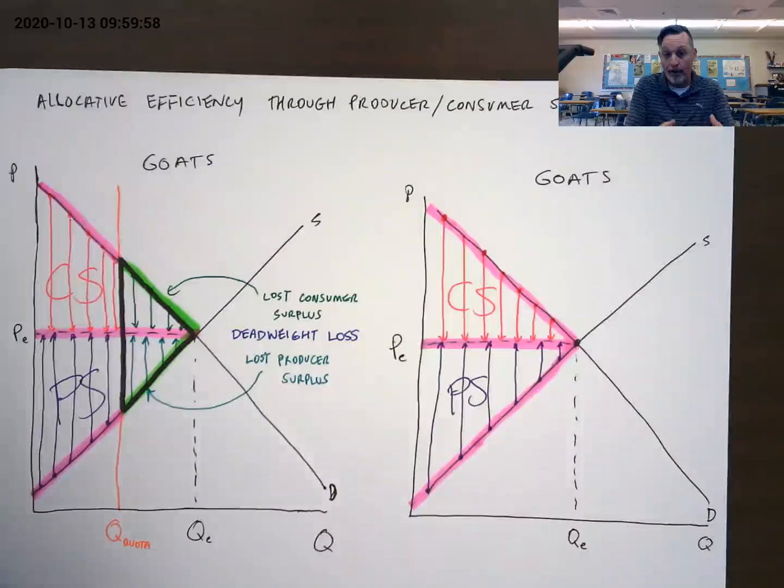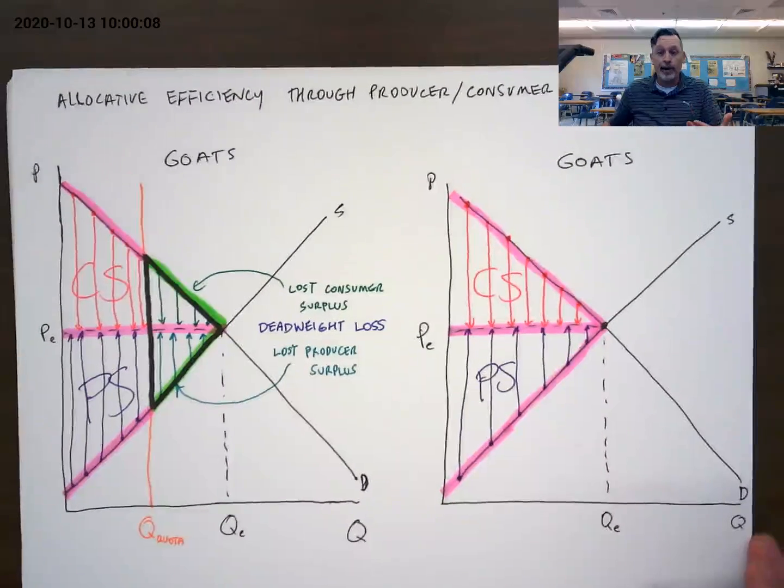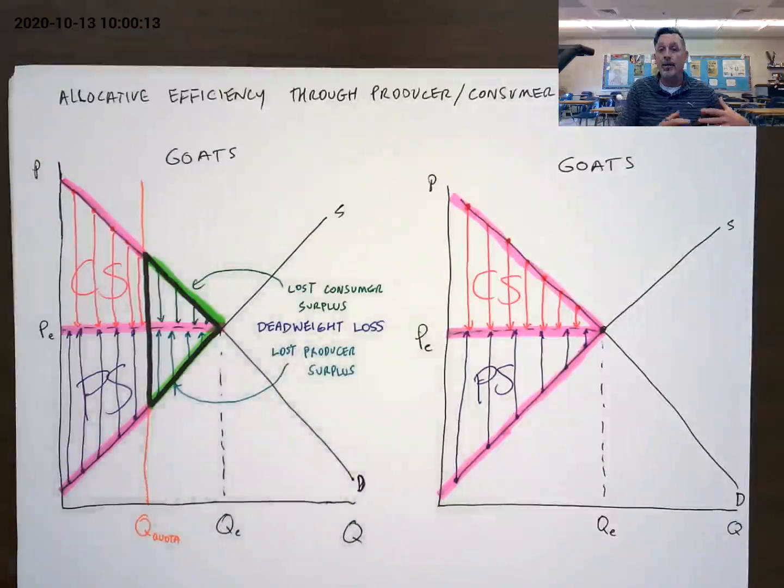And deadweight loss is the combination of lost consumer surplus and lost producer surplus that happens when you kick people out of a marketplace that they ordinarily would love to participate in. Okay? So anytime you have a loss of surplus, you know that you are inefficient. Anytime you maximize surplus, you know that you are efficient.